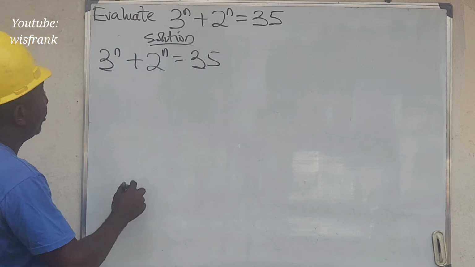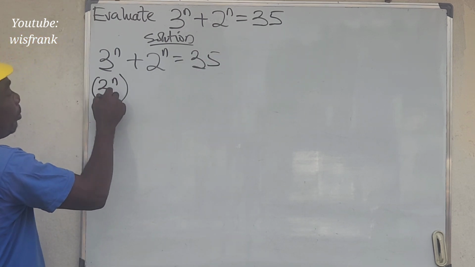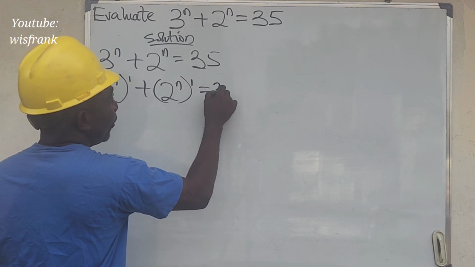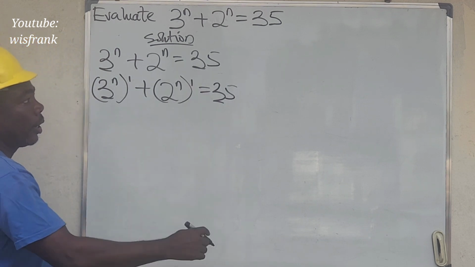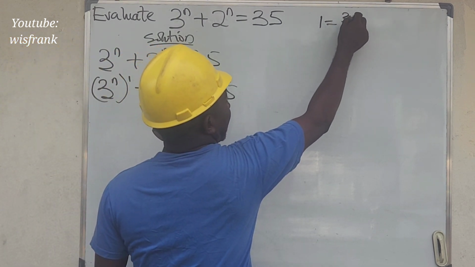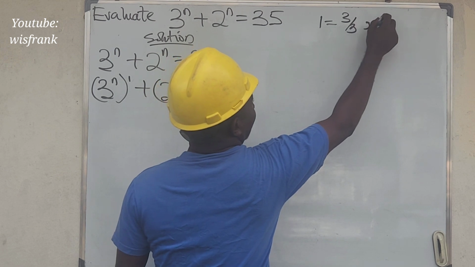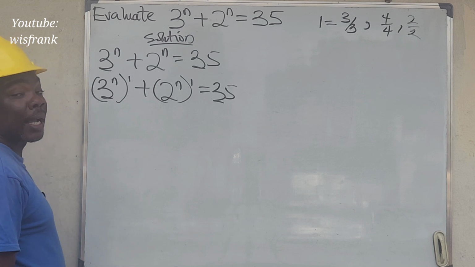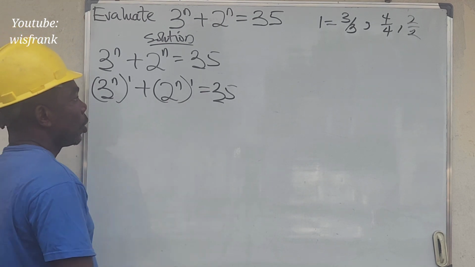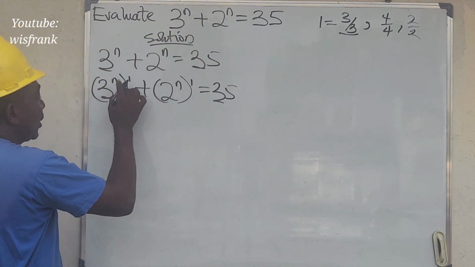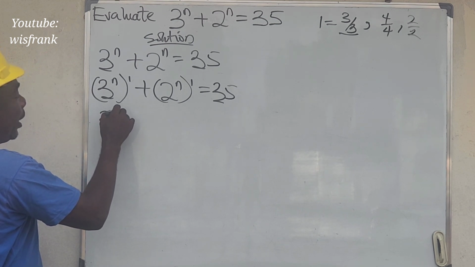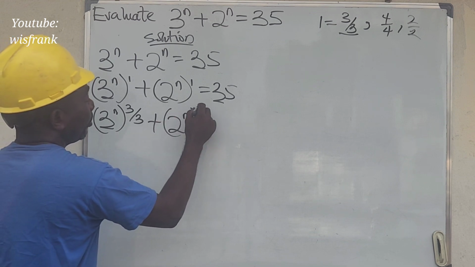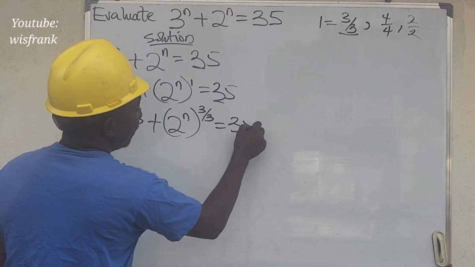3 to the power of n can be written as 3 to the power of n all to the power of 1, plus 2 to the power of n can be written as 2 to the power of n all to the power of 1, equals 35. This 1 can be written as 3 all over 3, or we have 4 all over 4, or we have 2 all over 2. Either of these can represent 1. So in this case, what we are going to use is 3 all over 3. So we have 3 to the power of n all to the power of 3 all over 3 plus 2 to the power of n all to the power of 3 all over 3 equals 35.